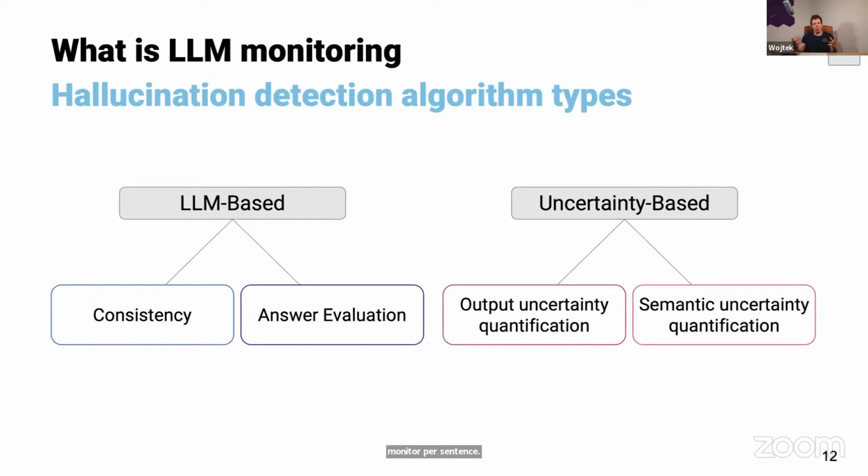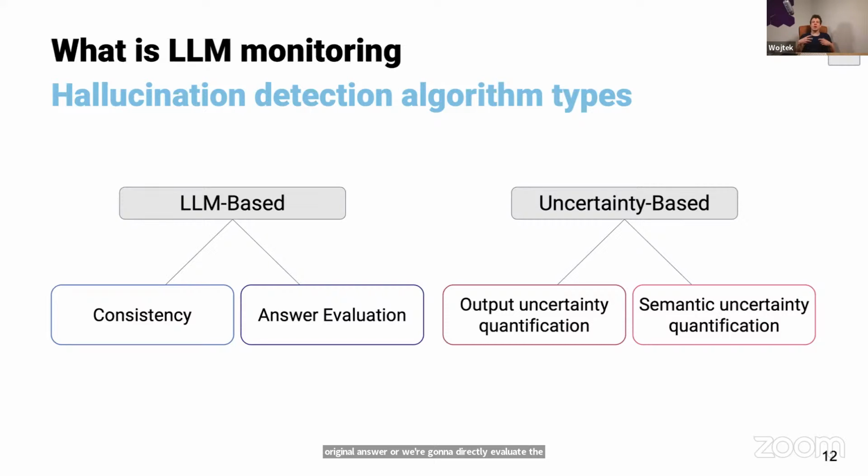Now, we already know what LLM monitoring is and what the things are that we can actually monitor. Now let's start talking about the taxonomy for the hallucination detection algorithm types. What are the different kinds of algorithms that we can use to detect hallucinations in LLMs? And basically, we have two main families here. The first one is LLM-based, where we call another LLM or another instance of the same LLM, and we measure either the consistency of the original answer, or we directly evaluate the answer using an LLM as an external evaluator instead of a human.